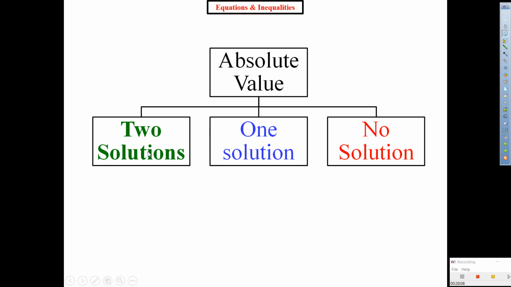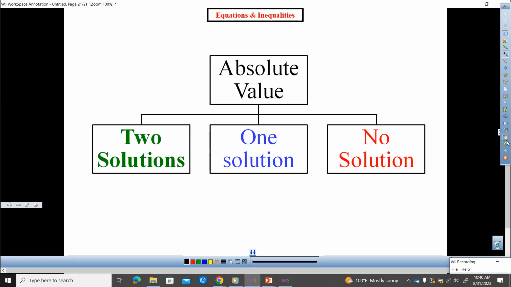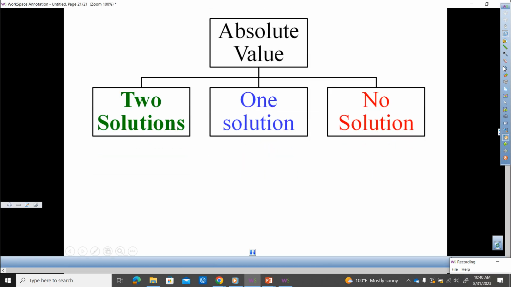Absolute value: 2 solutions, 1 solution, no solution. So, I'm going to get you started with 2 solutions. Here it goes. Whenever I have the absolute value by itself on one side, and it's equal to a what? A positive number. Whenever it's equal to a positive number, that's when we do how many equations? 2. That's how we get 2 solutions.